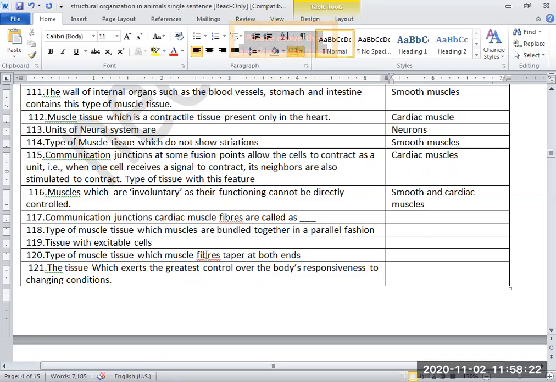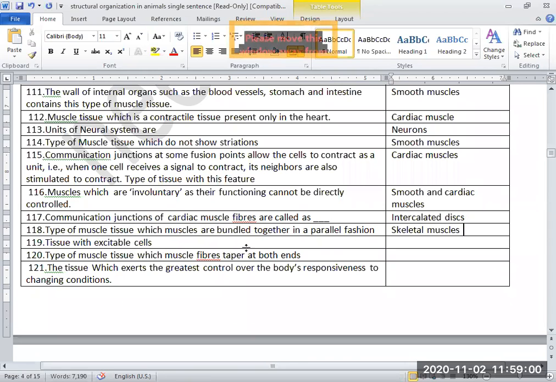Question number 117. The communication junctions of cardiac muscle fibers are called intercalated discs. Very good. Next, the type of muscle tissue in which muscles are bundled together in a parallel fashion: skeletal muscle. Very good.